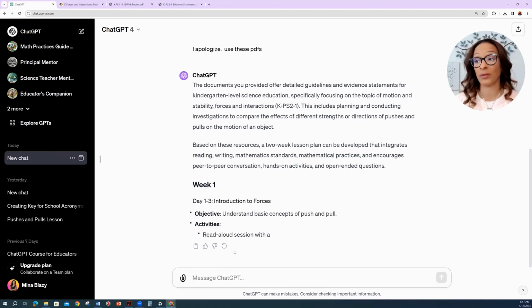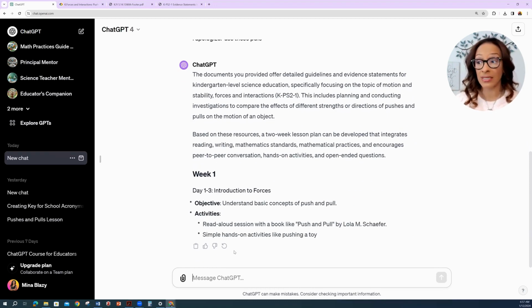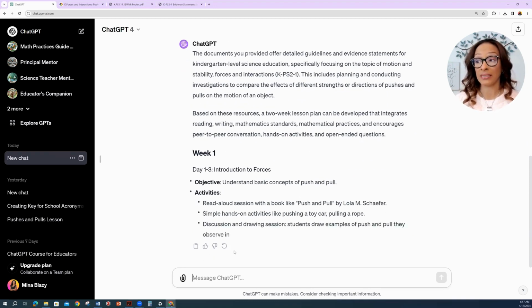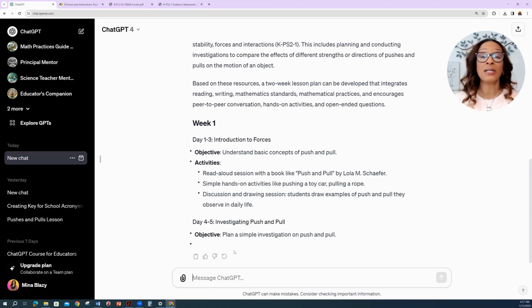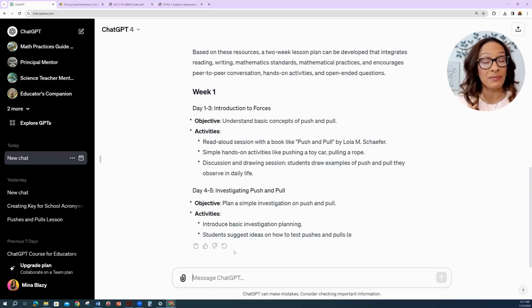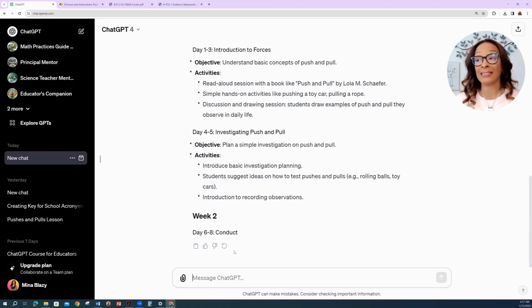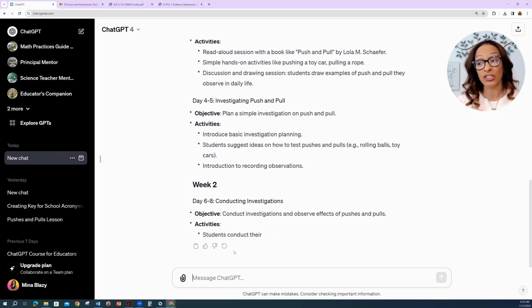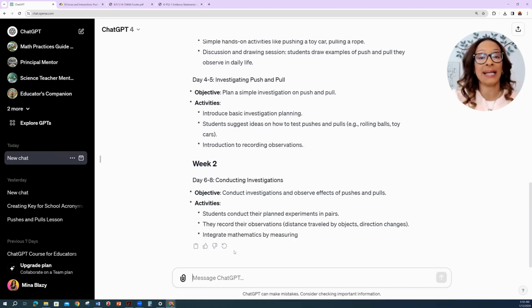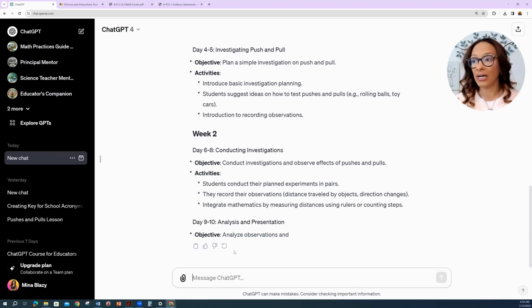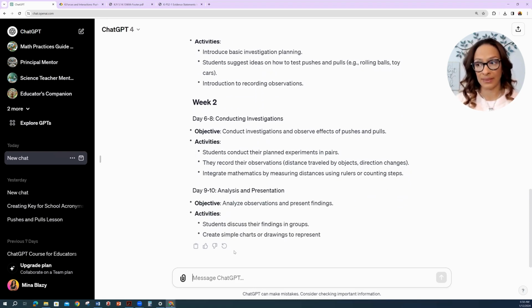Week 1, days 1 through 3, introduction to forces. It gives you an objective, the basic concepts of push and pull. You may want to push it a little bit if this is new for you, asking it to define push and pull, because this is just an outline of a lesson plan.